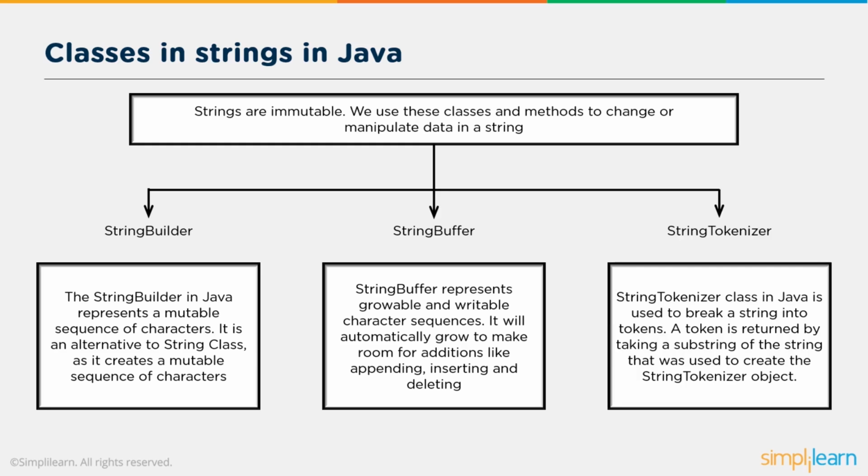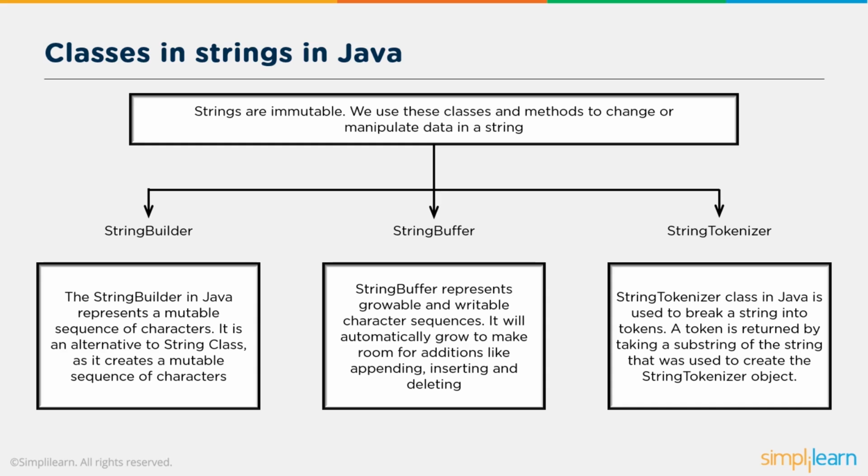Next, we have StringTokenizer. A StringTokenizer object internally maintains a current position within the string to be tokenized. Some operations advance this current position past the characters processed. The StringTokenizer class in Java is used to break a string into tokens. A token is returned by taking a substring of the string that was used to create the StringTokenizer object.